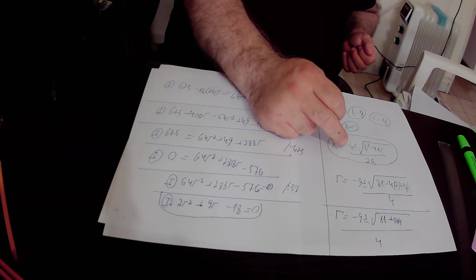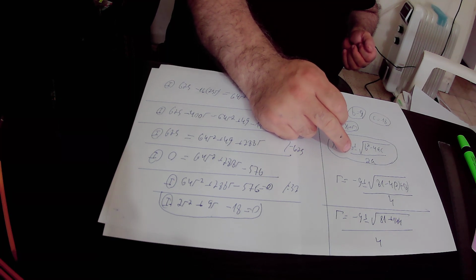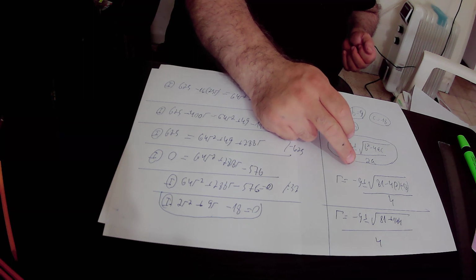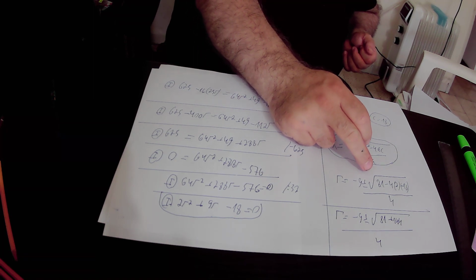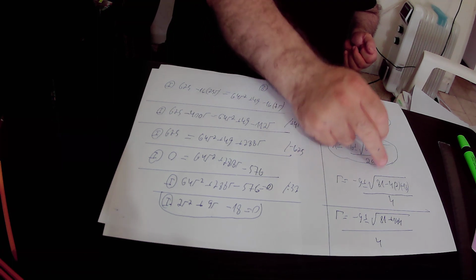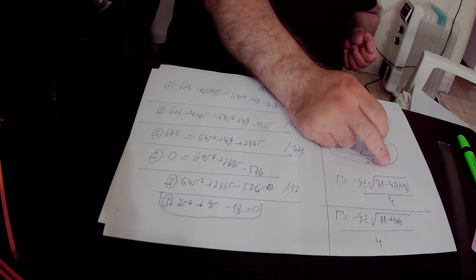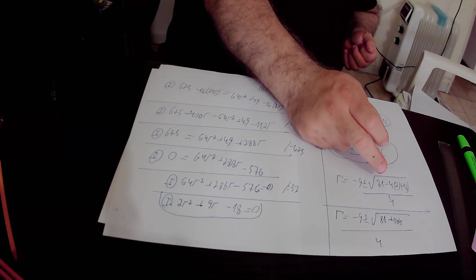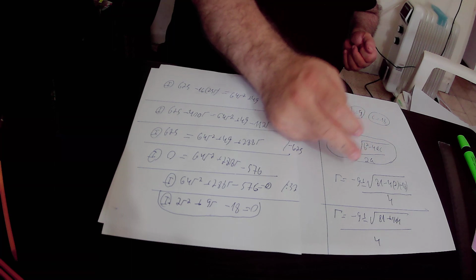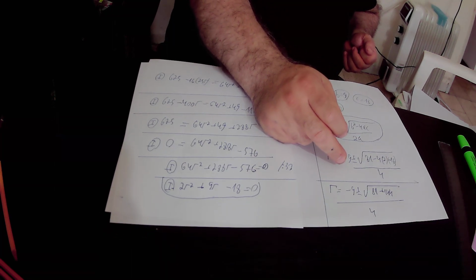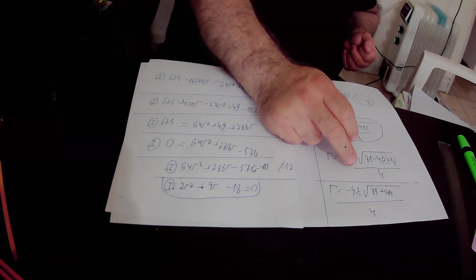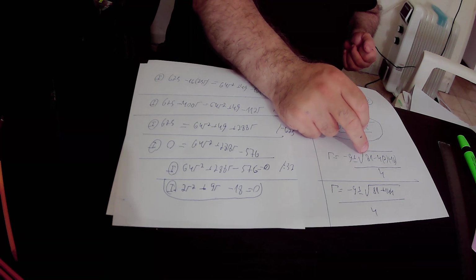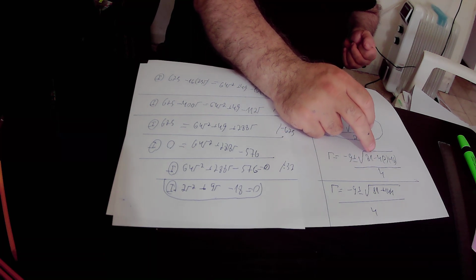So r, according to this quadratic equation, r equals minus b. B equals 9, so minus b is minus 9, plus minus square root of b squared. B equals 9, so b squared equals 9 squared, that is 81. Minus 4 times a is 2, and c is minus 18. Over 2a. A is 2, so 2 times 2 is 4. So r equals minus 9 plus minus. We have here 81. Inside the root we have minus 4 times 2 is minus 8. Minus 8 times minus 18 is plus 144.